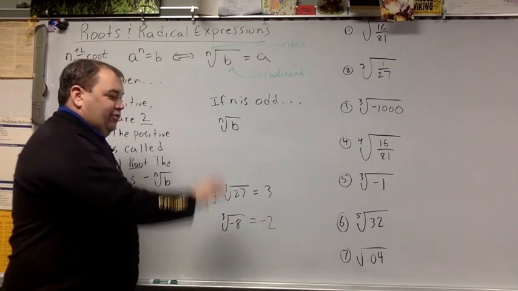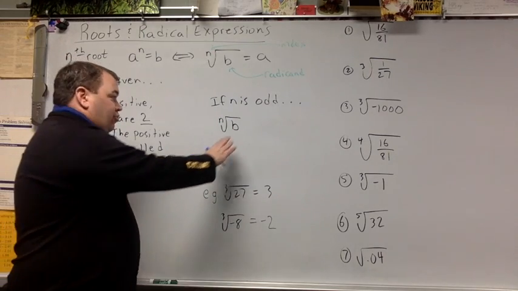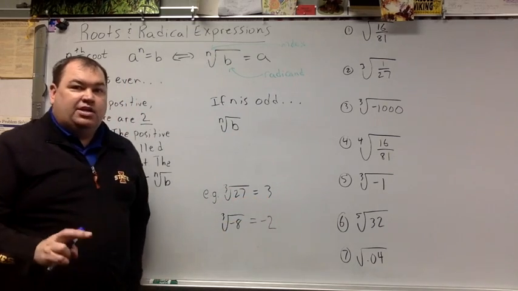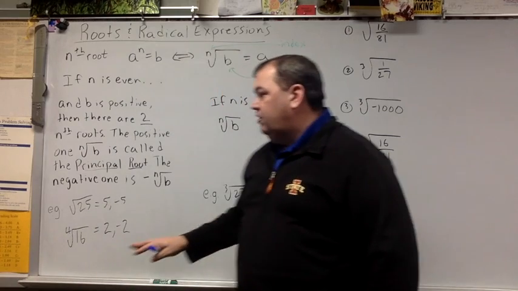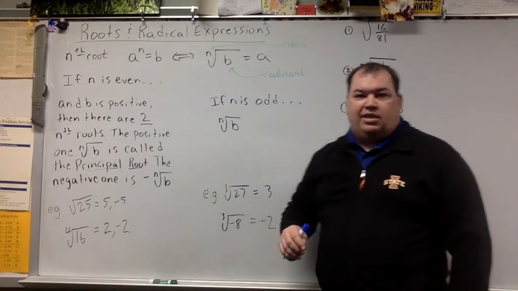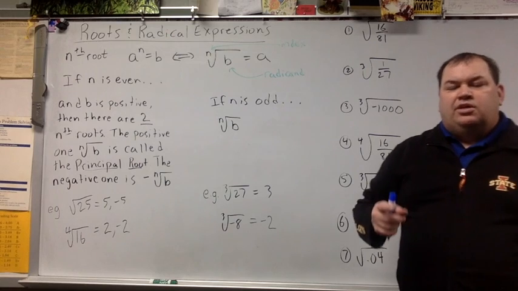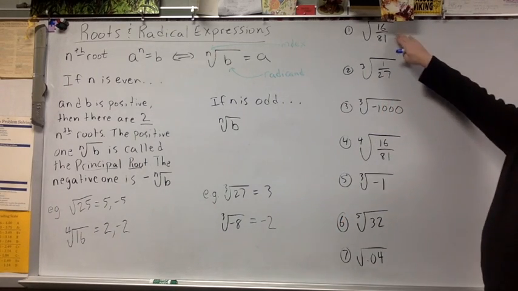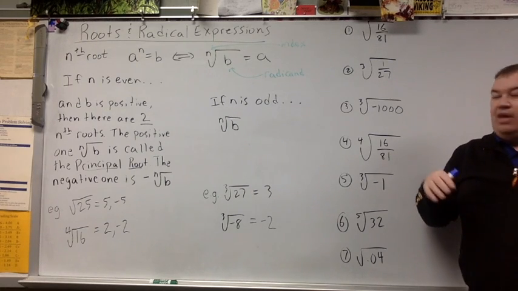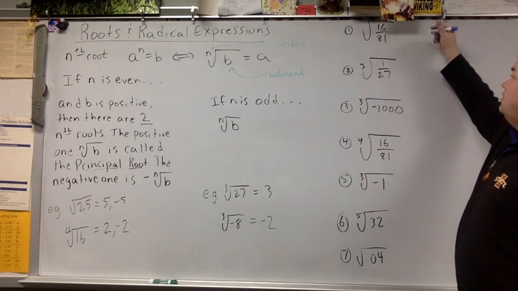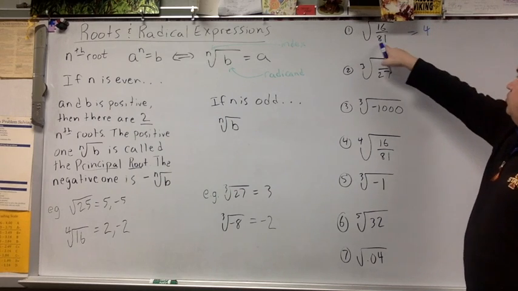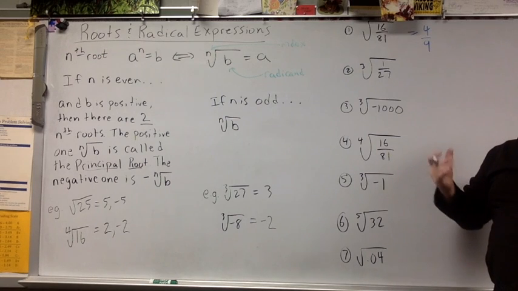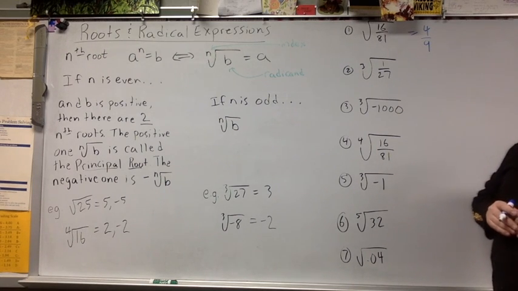So the odds are easier. Whatever's here, it has one answer, either a positive or a negative, not both. The evens are going to have both, and we're going to have to indicate that as we go along. So let's take a look at some examples, see what we can figure out. I started with some square roots, just to get back in the swing of things. So the square root of 16 is 4, the square root of 81 is 9. When I put them together as a fraction, you just do them as pieces and put them back together.